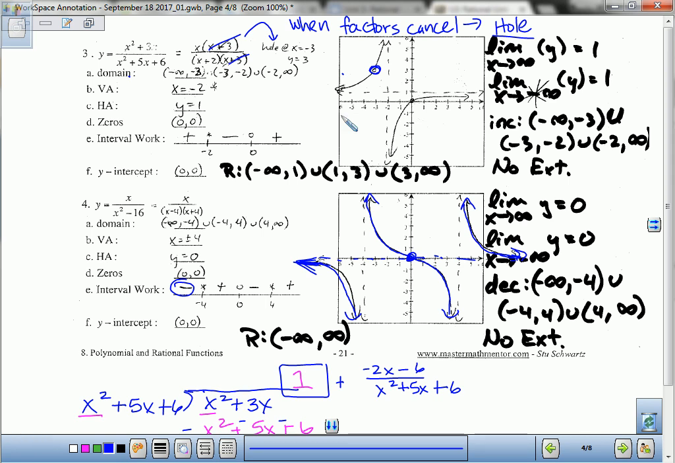If we look at x equals negative 3, the function's not going different directions on either side. It is not a vertical asymptote. It is a hole. So when we have a factor in the numerator that cancels with a factor in the denominator, that is no longer a vertical asymptote, even though it's a factor of the denominator. Because that factor cancels out, instead of a vertical asymptote, it creates a hole in the graph.